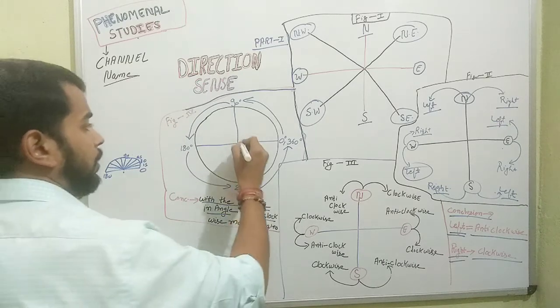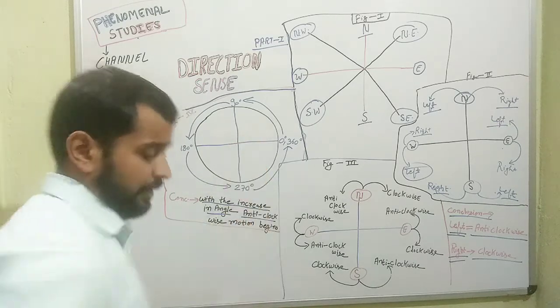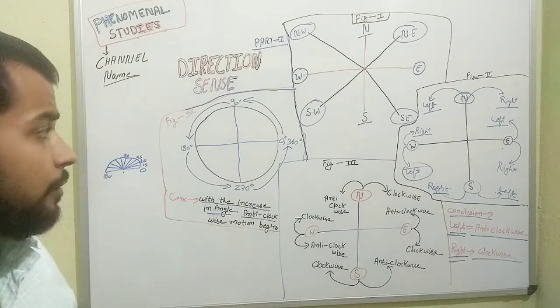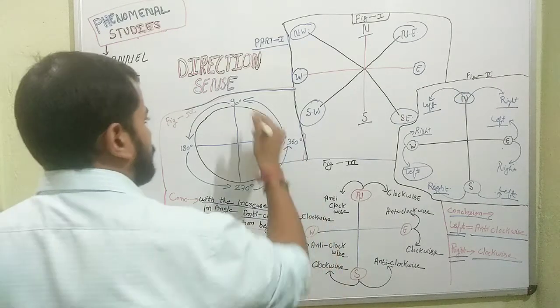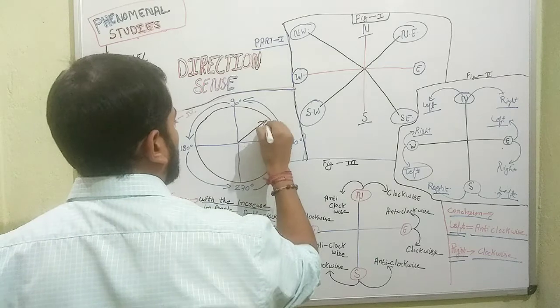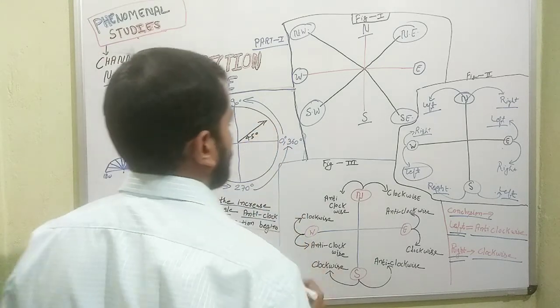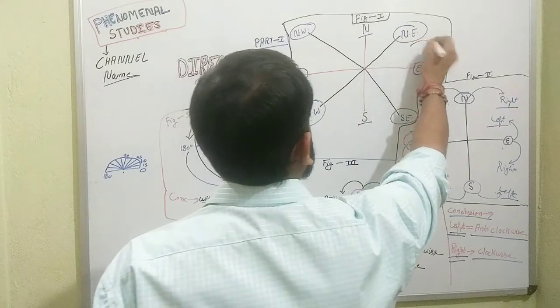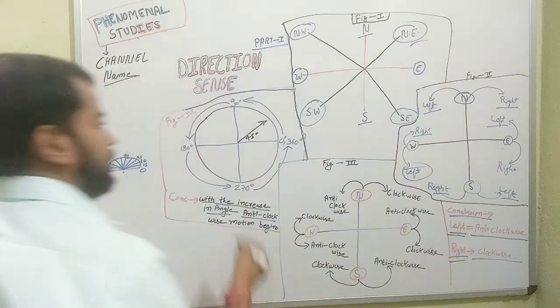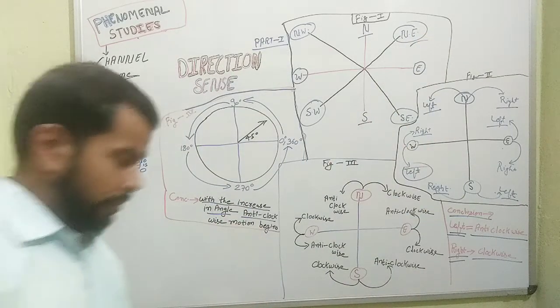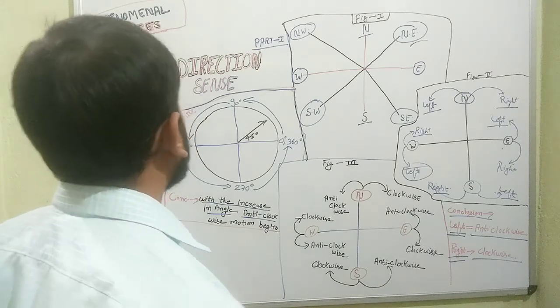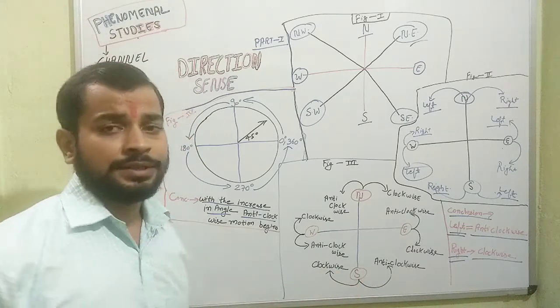Now let's also consider a point when the angle is between 0 and 90, like a midway 45 degrees. So what will you consider it? You will consider it in a midway direction, which is north-east. So that's it about the basic concepts of direction sense.